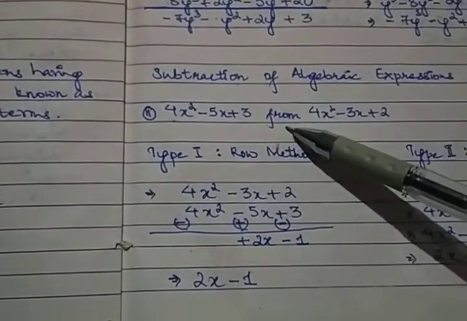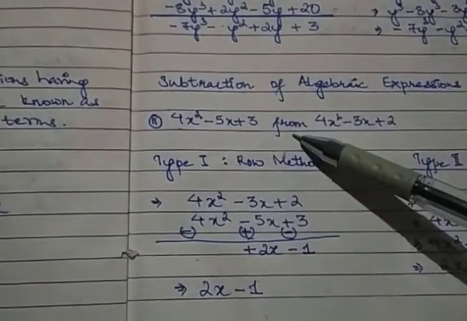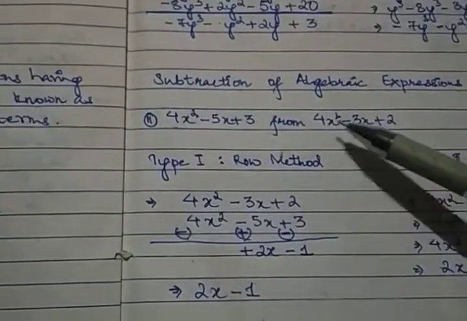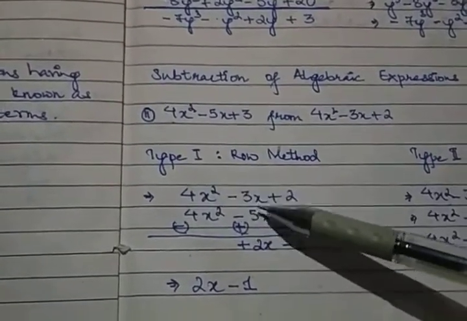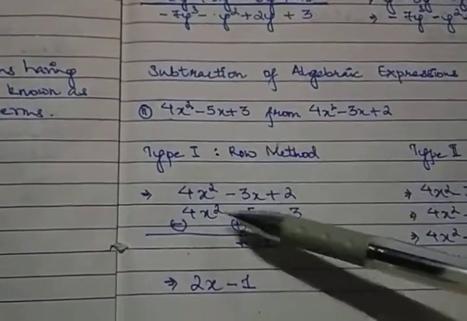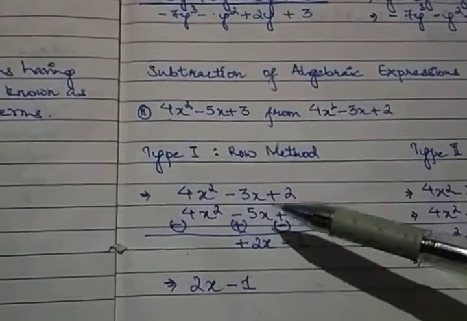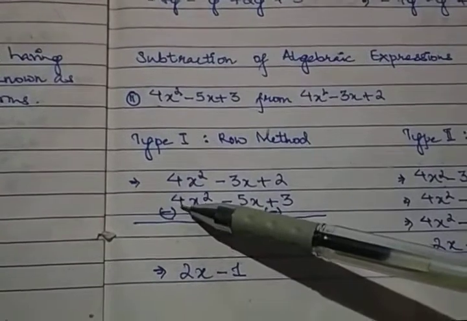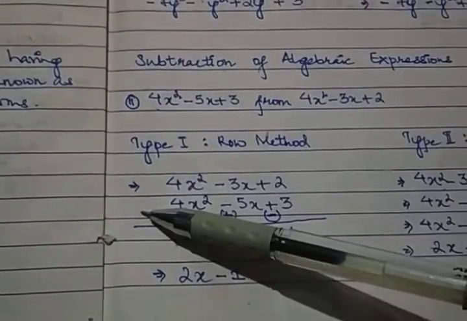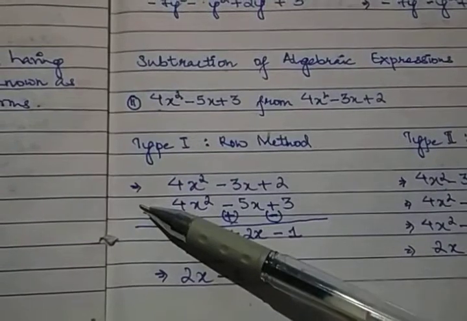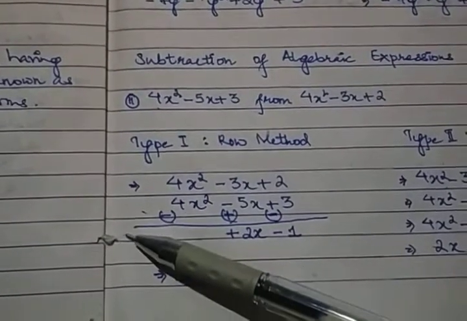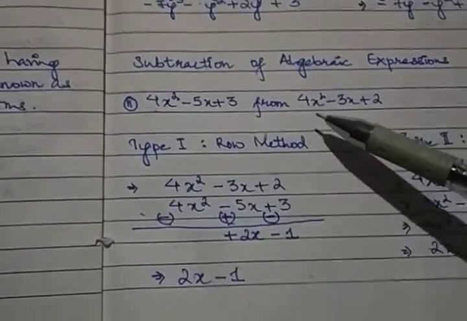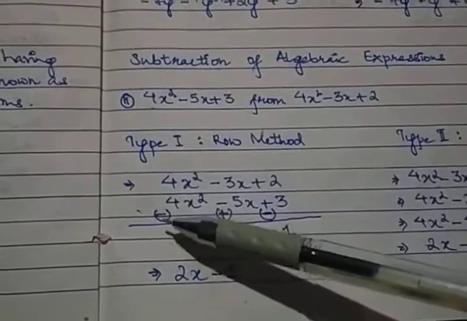We know that in case of subtraction, whenever the term comes, the second term has to be in the first place and the first term goes second, isn't it? So therefore I placed the second term at the top: 4x square minus 3x plus 2. The other term at the bottom: 4x square minus 5x plus 3. In case of subtraction, what you need to do is change the signs. The sign of 4x square at the beginning was plus, isn't it? So it will change. In case of subtraction, you need to change the sign. 4x square was a positive term, so now it became negative.